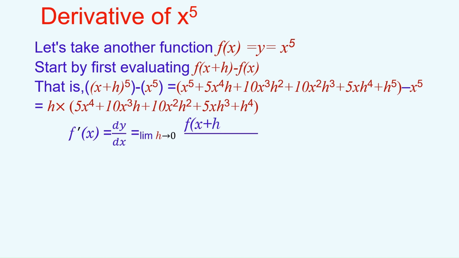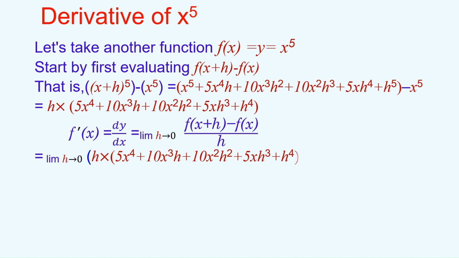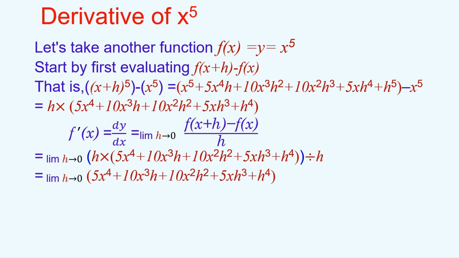f'(x) = dy/dx = limit as h tends to 0 of [f(x+h) - f(x)]/h = limit as h tends to 0 of h times (5x^4 + 10x^3 h + 10x^2 h^2 + 5x h^3 + h^4) divided by h = limit as h tends to 0 of 5x^4 + 10x^3 h + 10x^2 h^2 + 5x h^3 + h^4.